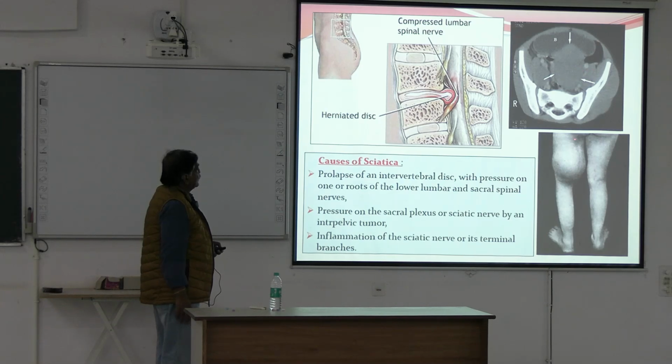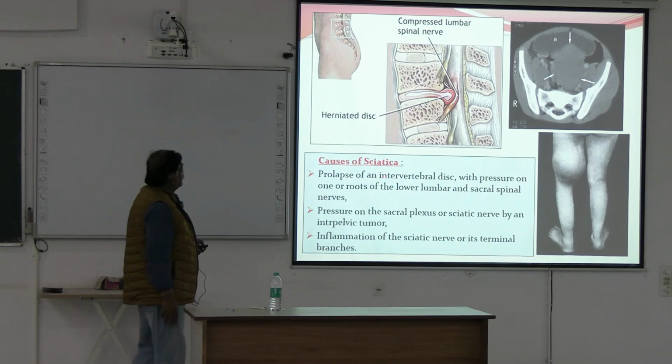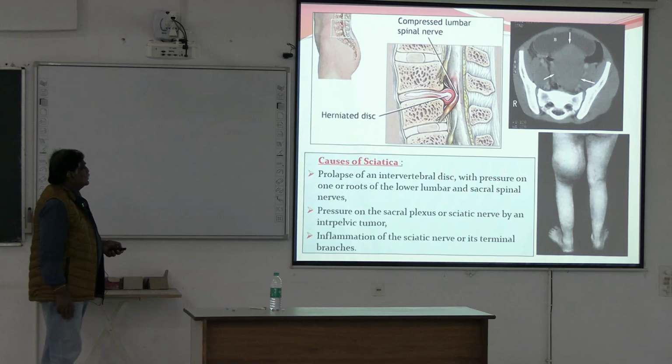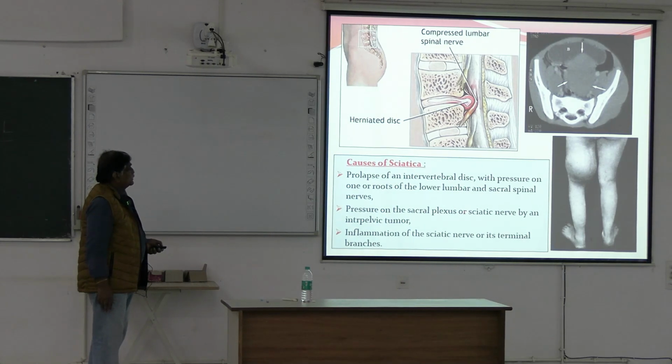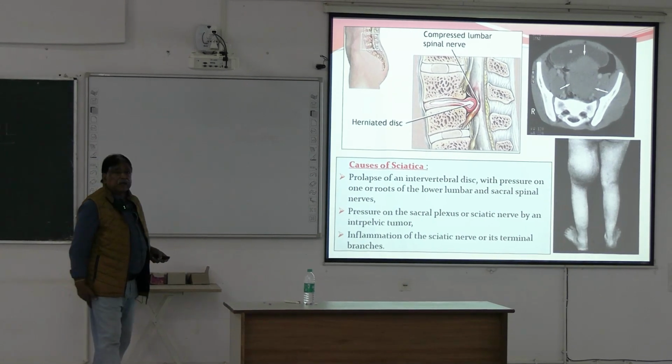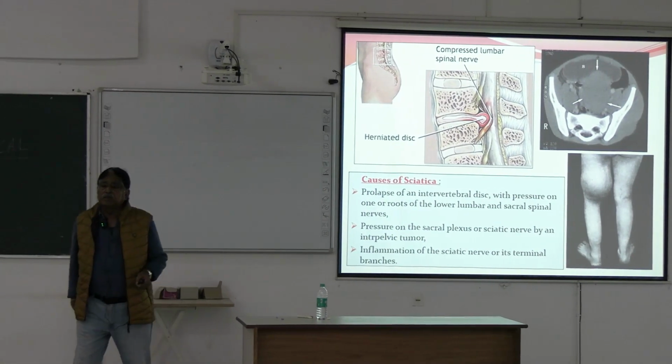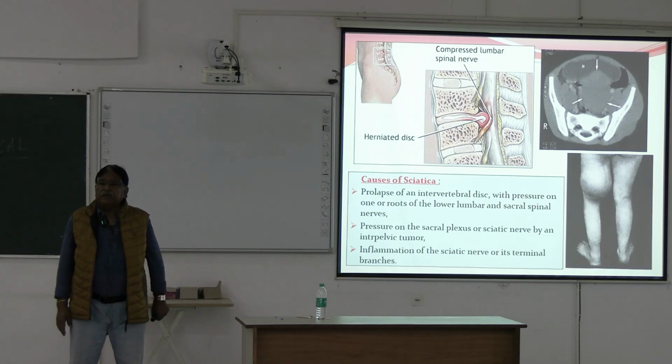Now, see, this is a big tumor. Prolapse of an intervertebral disc, with pressure on one of the roots of the lower lumbar and sacral spinal nerves. Pressure on the sacral plexus or sciatic nerve by an intrapelvic tumor. Or inflammation of the sciatic nerve or its terminal branches. There can be simple inflammation.